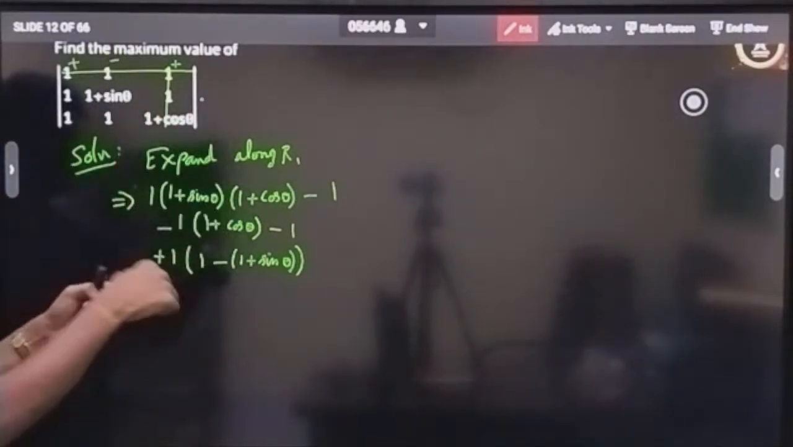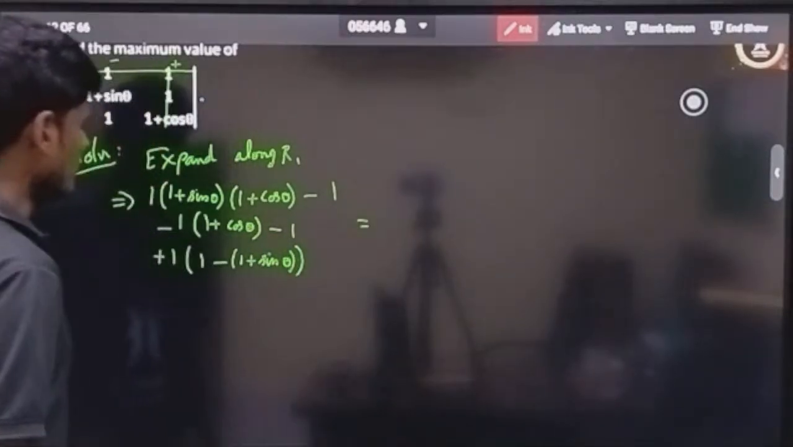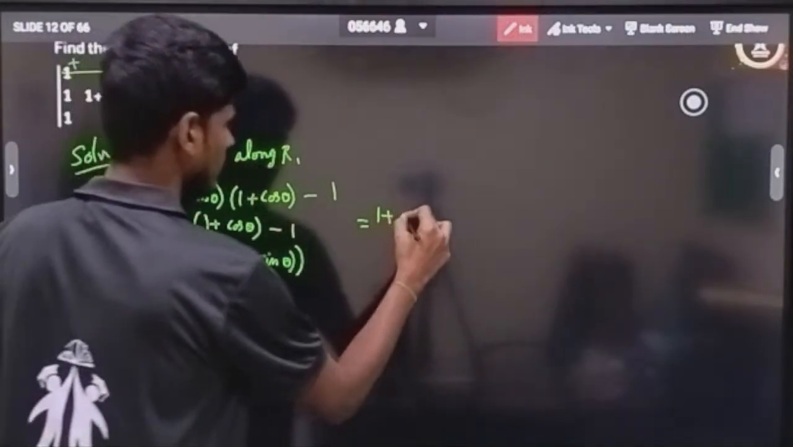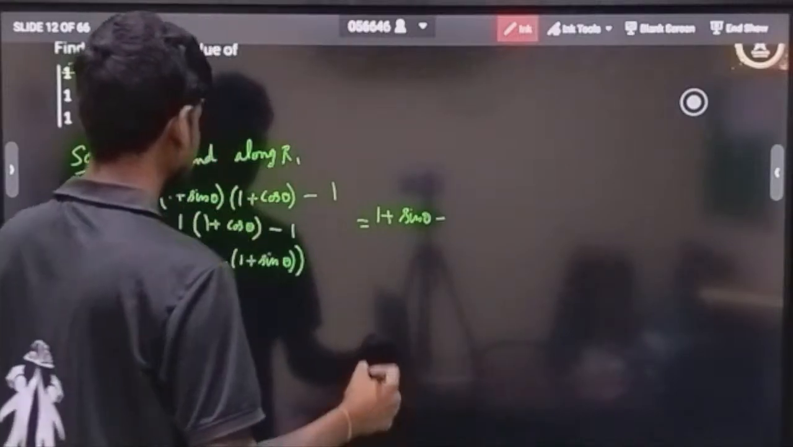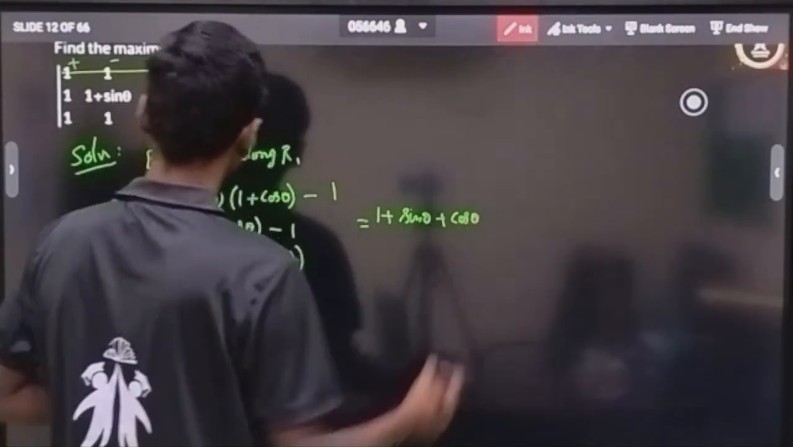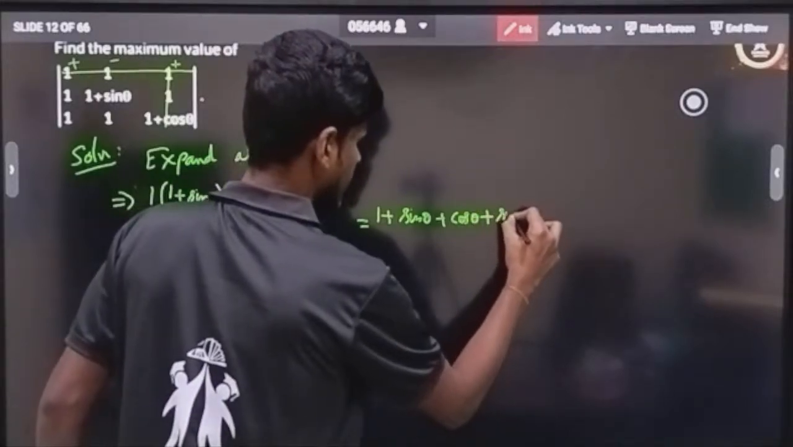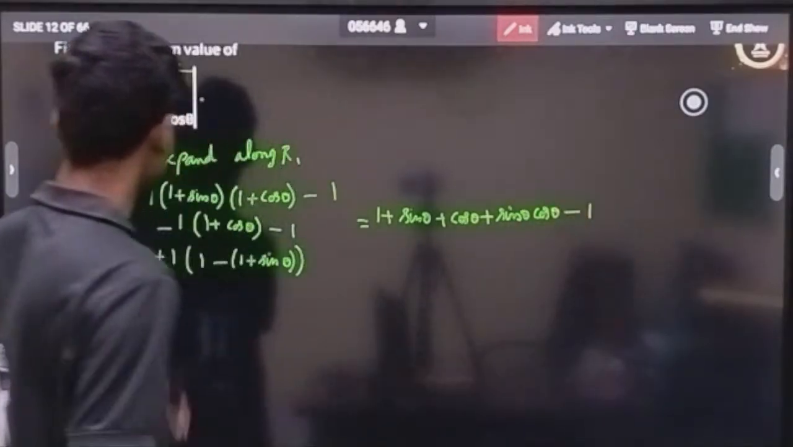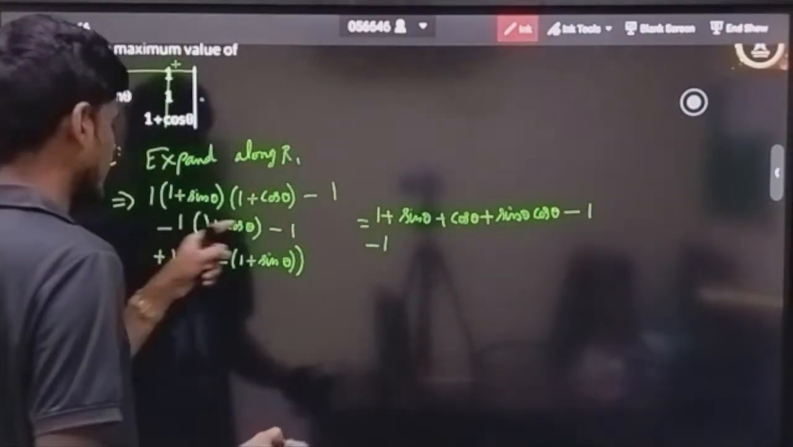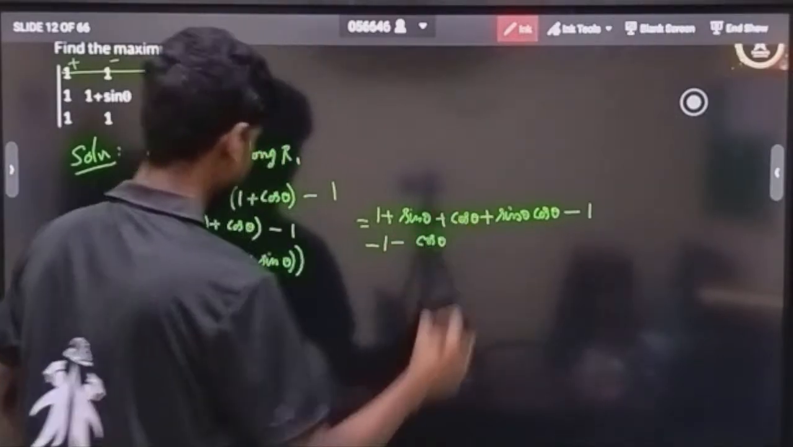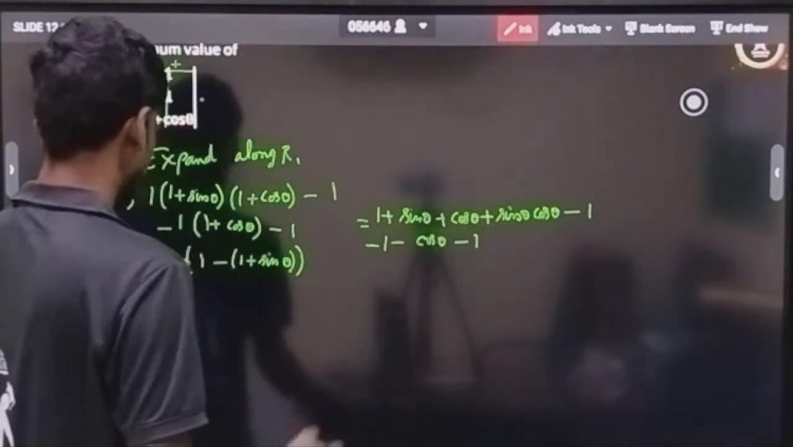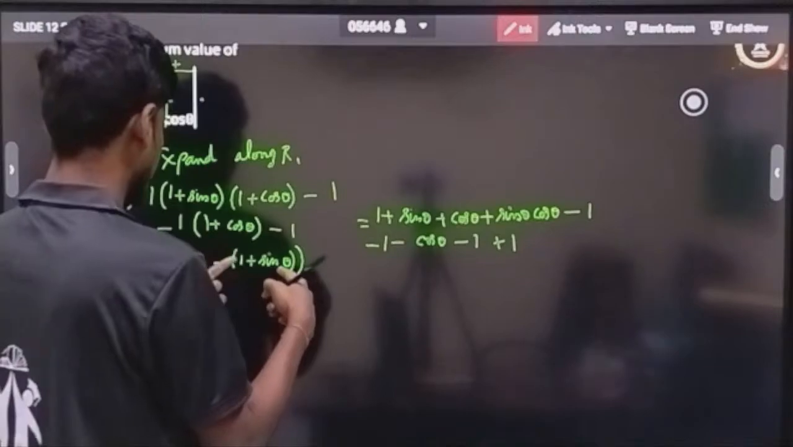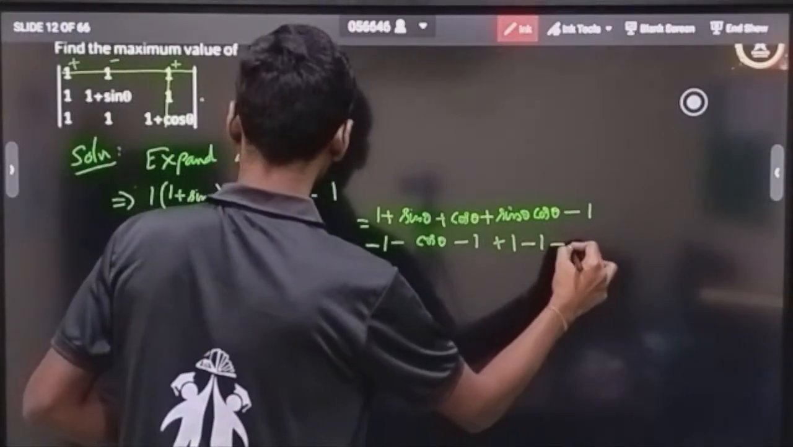So what is the expansion value of this determinant? This value is equal to 1 plus cos theta into 1 plus sin theta, that will be 1 plus sin theta plus cos theta plus sin theta cos theta, minus of 1 minus cos theta minus cos theta minus 1, plus 1, plus, this will be 1 minus 1 minus sin theta.